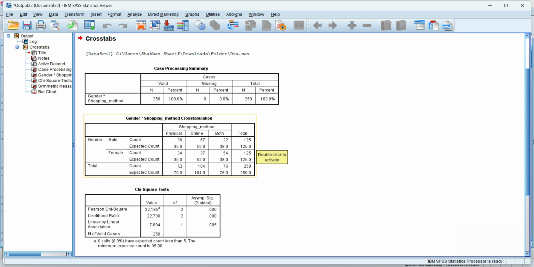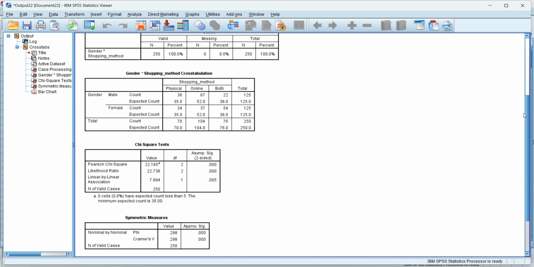And if we come to the female side, we also found 34 females who were shopping physically, and the expected count was 35. 37 females were shopping online, and the expected count is 52. And also this one. So there is also a significant difference between observed and expected counts. So we come to the next table.